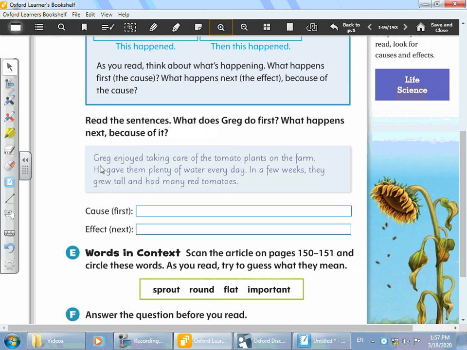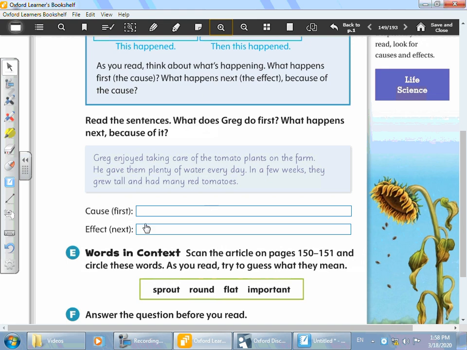So we are going to read here these sentences, this paragraph, and we're going to see what happens first and what happens next. Now here it says, Greg enjoyed taking care of the tomato plants on the farm. He gave them plenty of water every day. In a few weeks, they grew tall and had many red tomatoes. So what happened first? Did the tomatoes grow first? Or did he give them plenty of water every day?